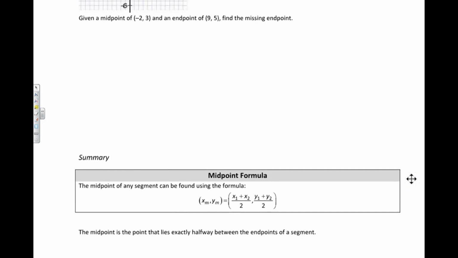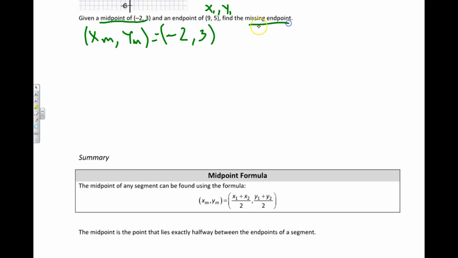What if we give you the midpoint, right? So I give you that xm comma ym is already equal to -2 comma 3, and I give you one point, that's my x1 comma y1, that's 9, 5, but I'm missing the other endpoint. That means I'm missing x2 comma y2, okay?